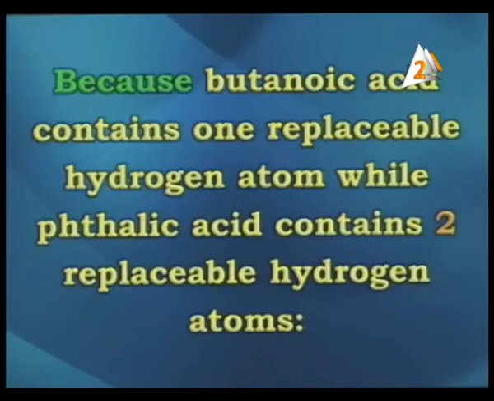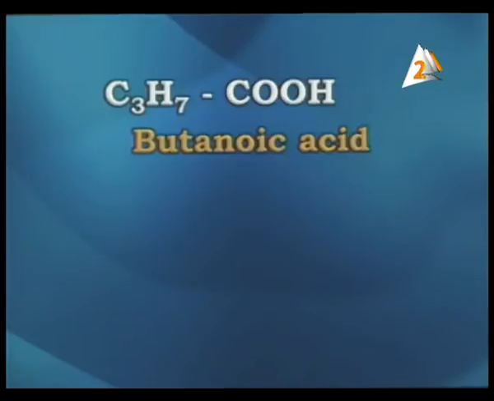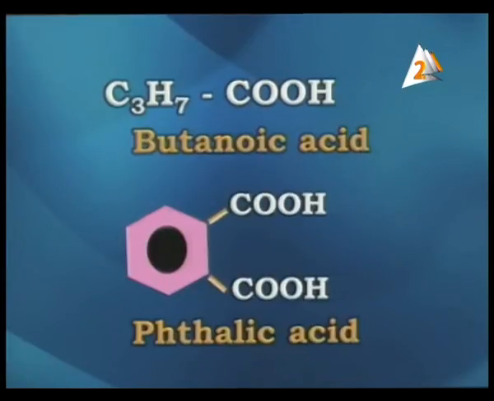Because butanoic acid contains 1 replaceable hydrogen atom while phthalic acid contains 2 replaceable hydrogen atoms. As shown on the screen, this is the structure formula of butanoic acid, C3H7COOH, and here a benzene ring attached to carboxylic groups on 2 adjacent carbon atoms gives phthalic acid.